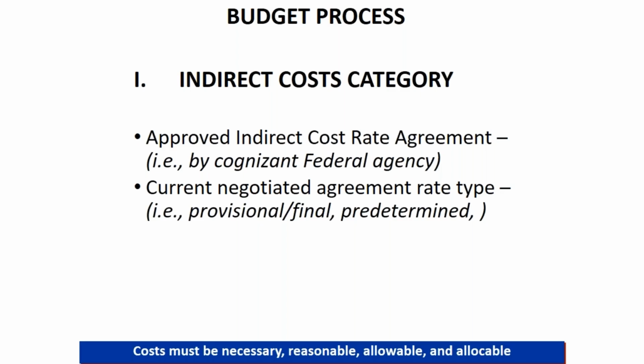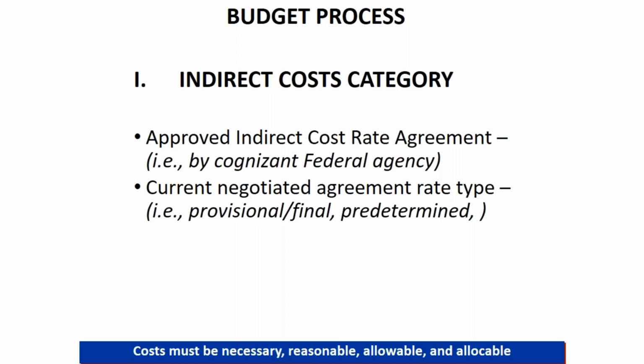Let's say you had an indirect cost rate agreement, it has recently expired, but you are in negotiations to get it active again. You can still include indirect costs in this category. However, those funds will be put on hold until you're able to submit your actually approved and active indirect cost rate agreement. So you need to be able to show us that you are currently in negotiations to update your agreement.